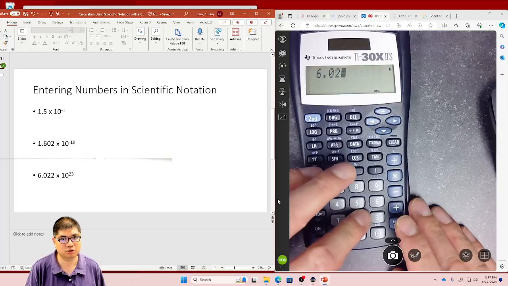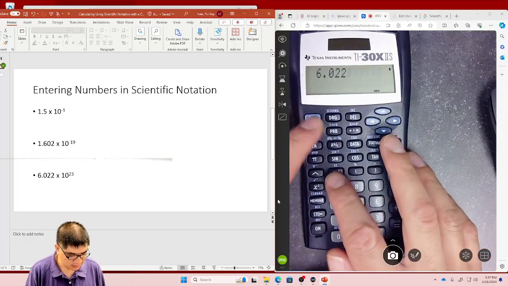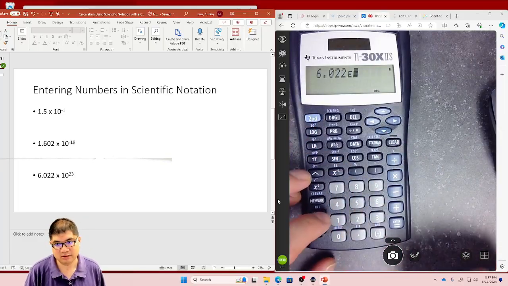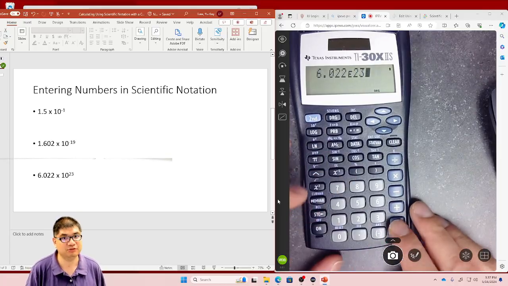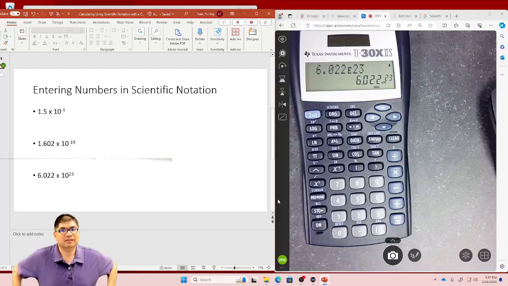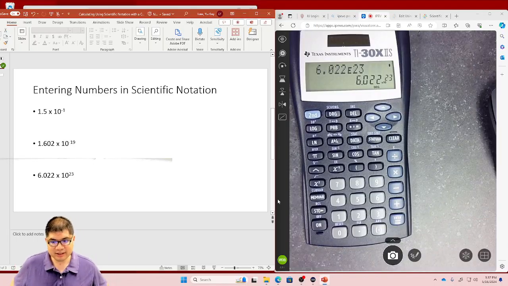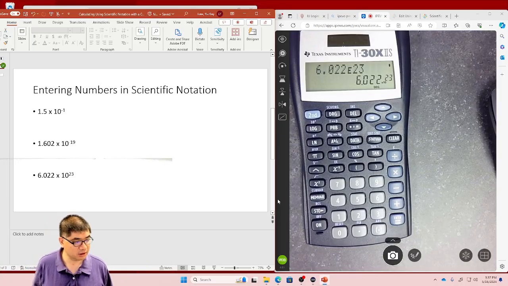So I have 6.022 E, and I don't need a plus. That's defaulted, so that's 23. So that's how I entered in scientific notation. The next thing I want to do is to look at how you might do calculations using scientific notation.